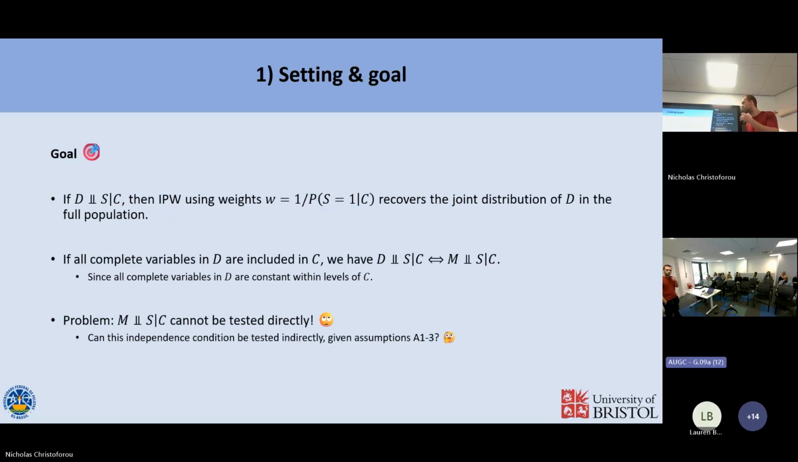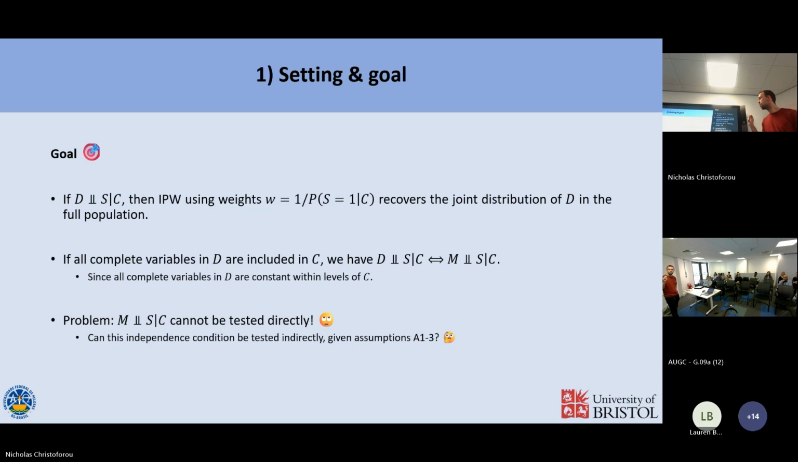And what is the goal? Well, what we would hope is that the joint distribution of our set of variables of substantive interest D is independent of selection, conditional on the complete variables we selected to deal with selection bias. If that's true, then I can recover the joint distribution of D in the full population using weighting. You can also do imputation if you want to. I'm just thinking about weighting here. I find imputation too complicated.